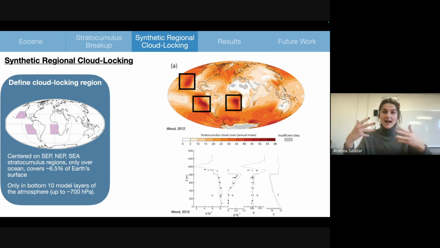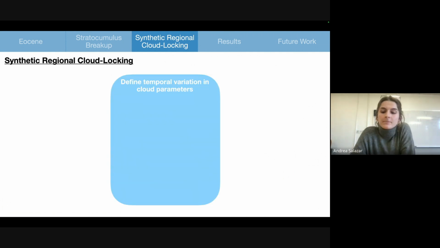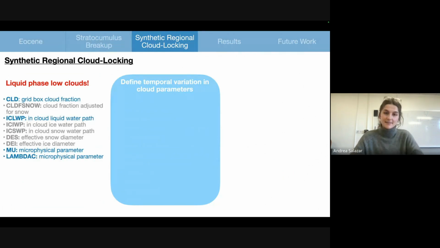And this means that high altitude clouds are still allowed to evolve and are still radiatively coupled to the climate system. And then we still want to capture things like seasonal and diurnal variability, so we also are going to prescribe a temporal variation in the cloud parameters. The first thing that we noted was that these are liquid phase clouds, so that actually greatly simplifies the cloud locking scheme right off the bat. We only need to prescribe cloud fraction and liquid water path, and then 2 microphysical parameters that describe the size distribution of these liquid water droplets.